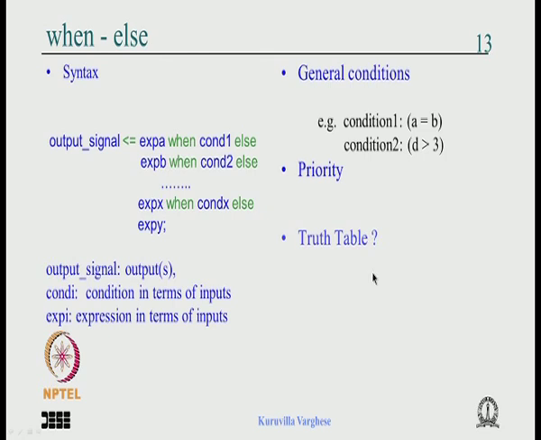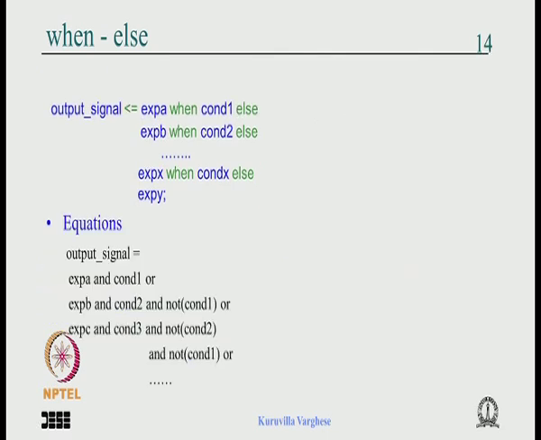The answer is yes, it is a truth table, but in a much more abstract form, and I will very quickly show you. This is nothing but a truth table. A complete truth table is specified in terms of all the inputs involved, that we will see in a moment. So let us look at how the equations are derived for the combinational circuit from this syntax.